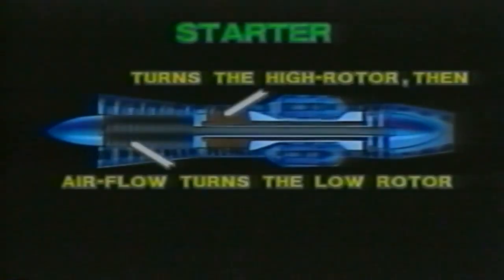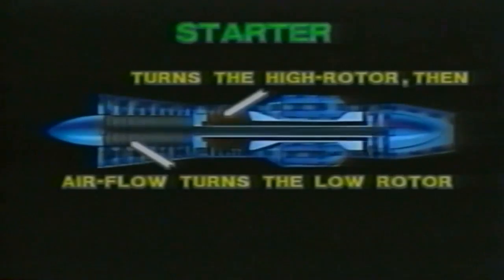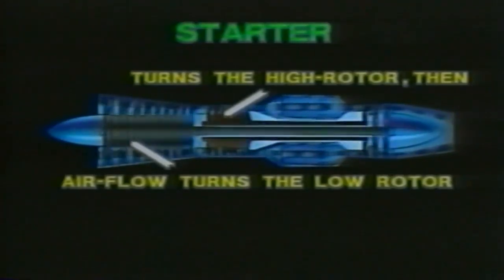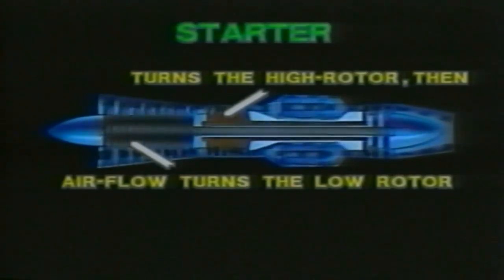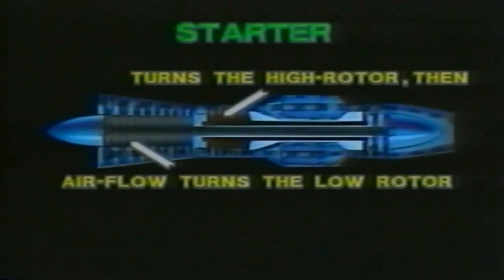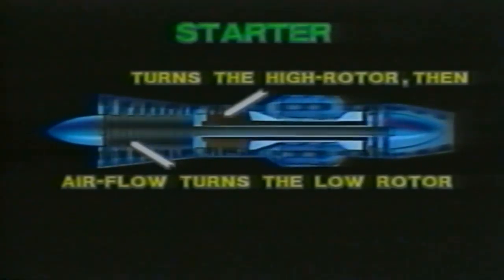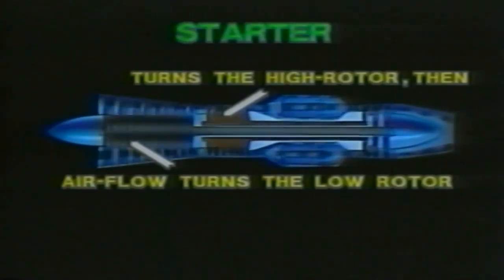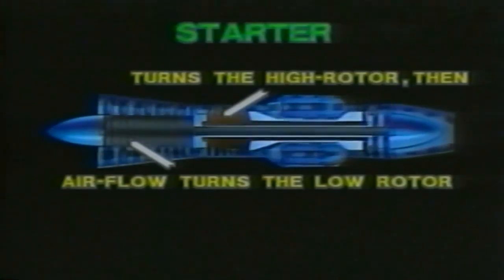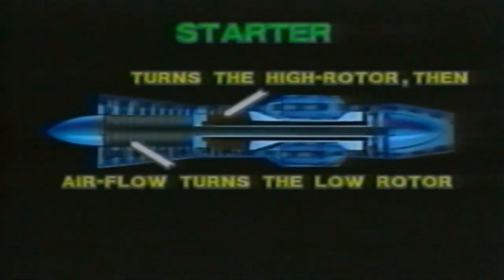Fifth, we need a starter. We'll talk about how we start the engine shortly. The job of the starter is to get the high and low pressure rotors revolving up to a desired RPM. The starter is adapted to the gearbox and its power is applied up through the tower shaft and from there to the high rotor. As it rotates and draws air through the engine, the flow of air causes the low rotor to rotate.